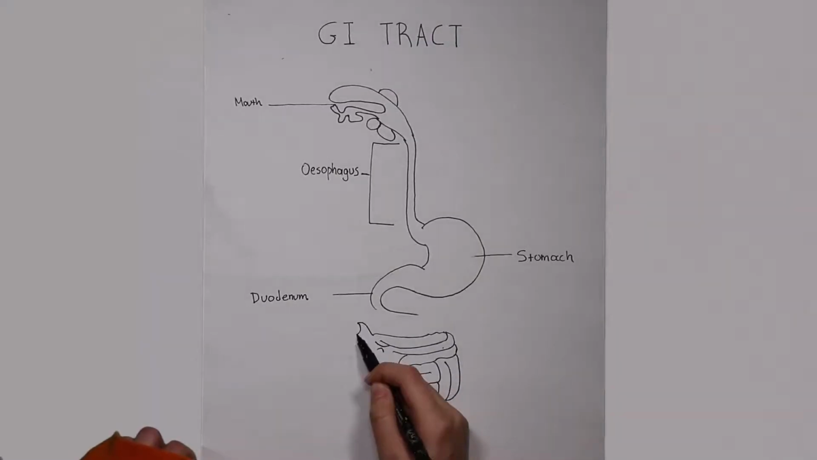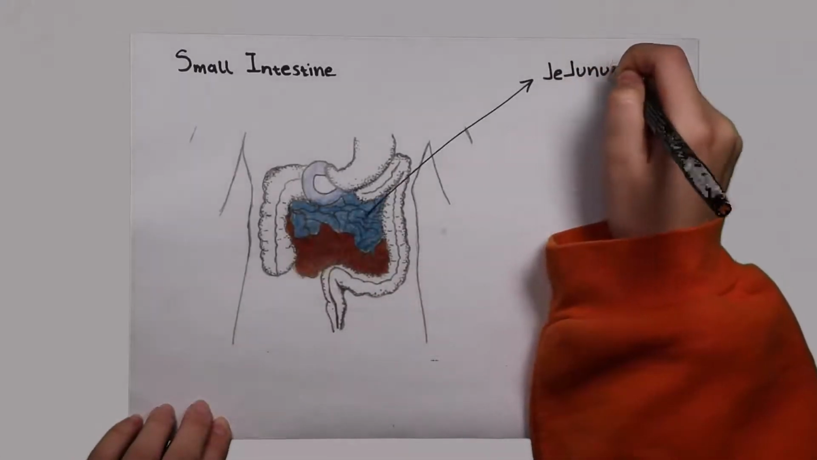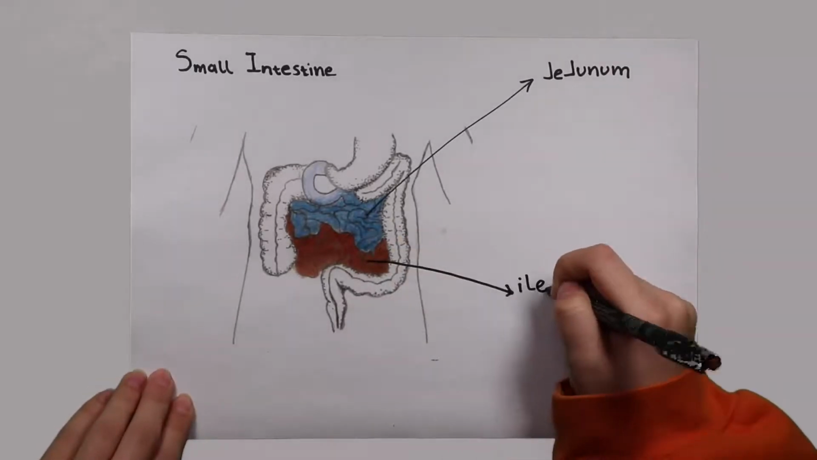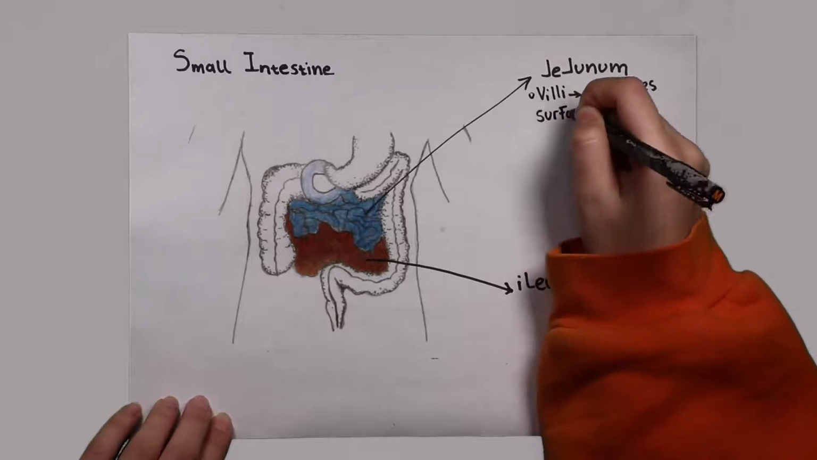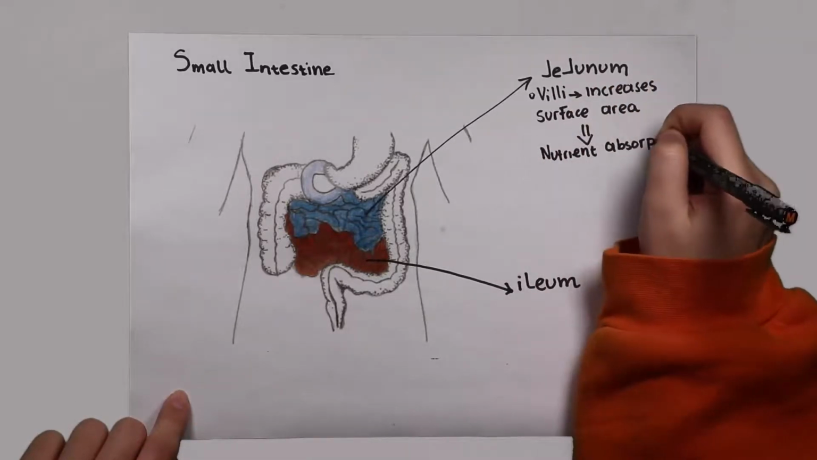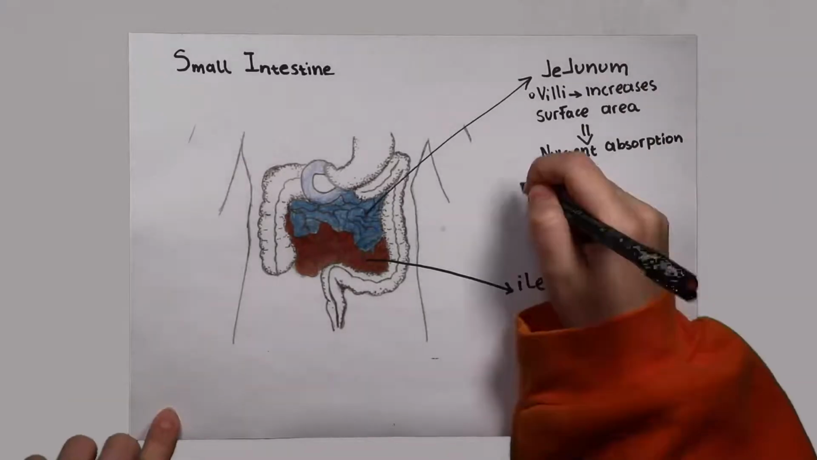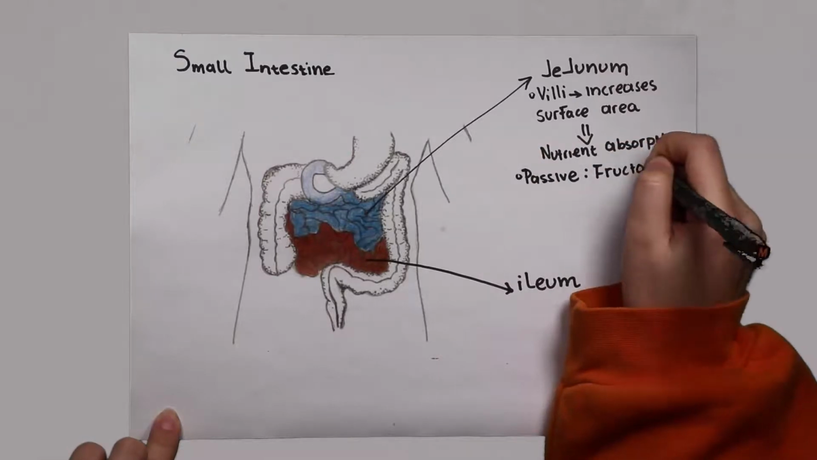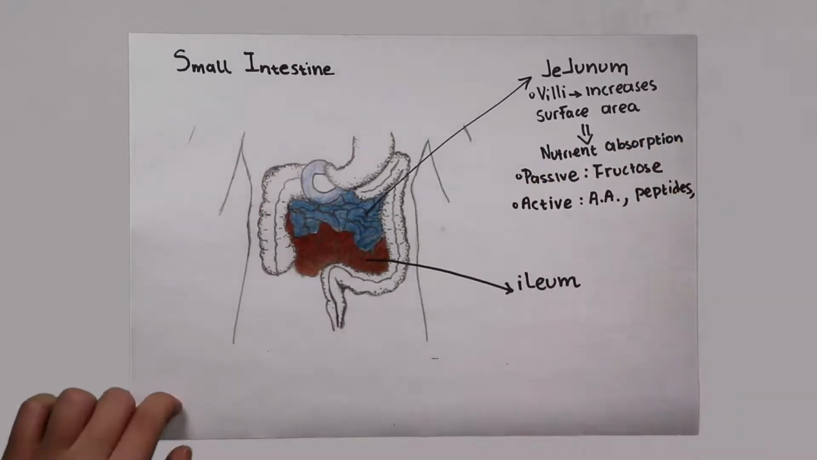There are 2 other sections of the small intestine. First the jejunum, and then the ileum. The jejunum is where most absorption takes place. The inner surface consists of villi, finger-like projections that increase surface area for nutrient absorption. Nutrient transport across epithelial cells is passive for sugar fructose, but active for amino acids, small peptides, vitamins, and most glucose.